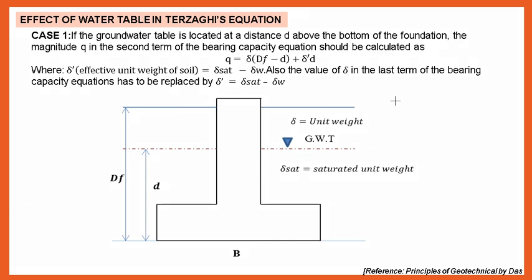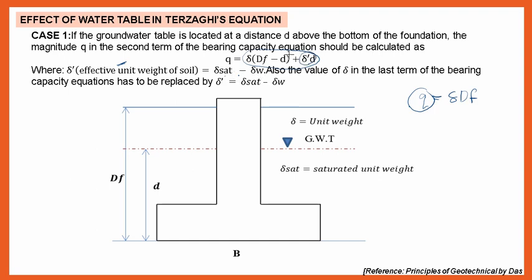Because our magnitude of Q is equal to the unit weight times dF only. So when there is an effect of the water table, our equation for Q changes. Let me repeat: when our water table is located at a distance above the bottom, this is the equation for Q. Gamma prime is the effective unit weight, or submerged unit weight, which is equal to the saturated unit weight minus the unit weight of water.